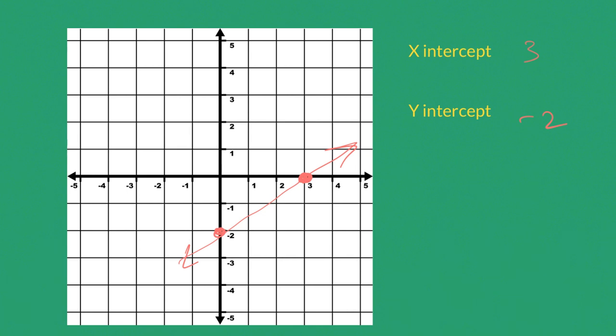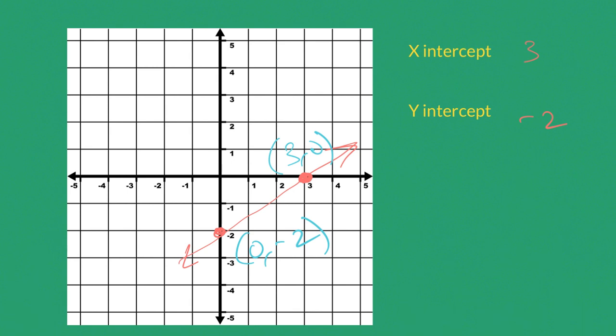Now, I'm not going to go into a lot of detail as to why this works, but I will tell you this, guys: whenever you are on an axis, I don't care if it's an x-axis or a y-axis, those ordered pairs of numbers are going to contain a 0. This point right here is the point (3, 0), and that's the point (0, -2).